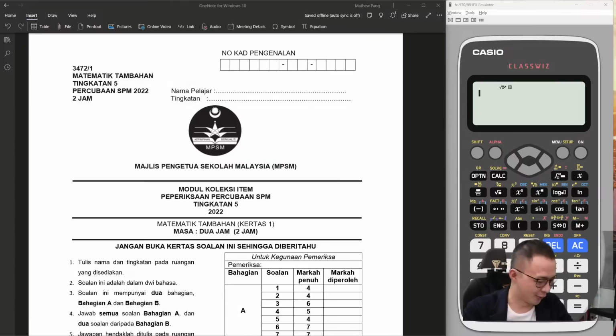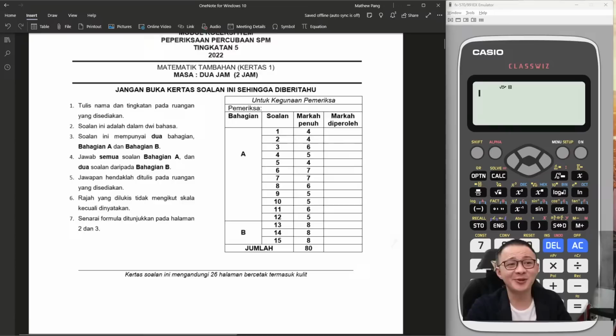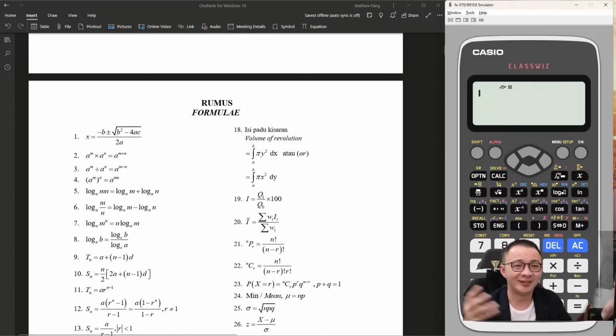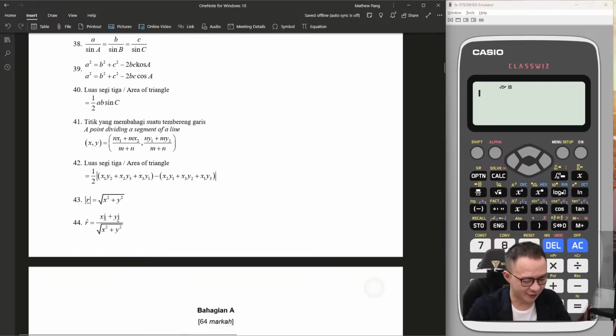So today we'll discuss the Kelantan paper. When I searched online, there are two types of Kelantan paper, and I think this one should be the MPSM one. We have some students here now, so let's begin. I do not want to waste your time. I hope we can use about one hour or one hour plus to finish this paper. Some questions are really hard.